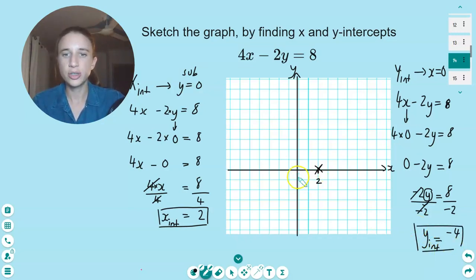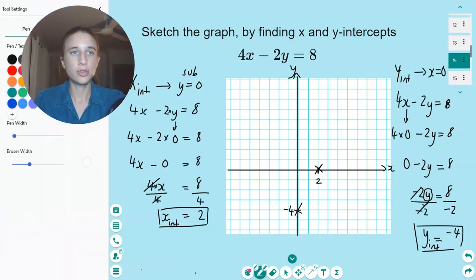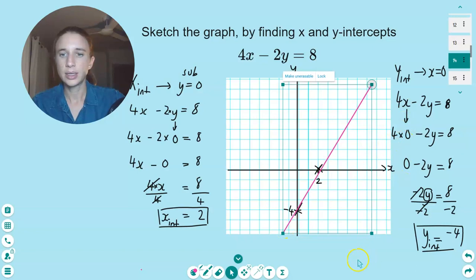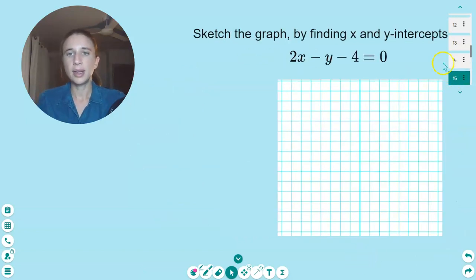So that's the origin. -1, -2, -3, -4. And then we can just draw the line because that's how we plot using that x and y intercept method. Okay. Round about that. And last slide for this lesson.